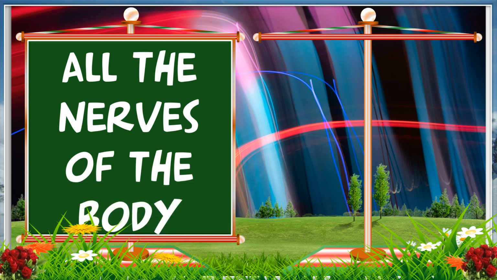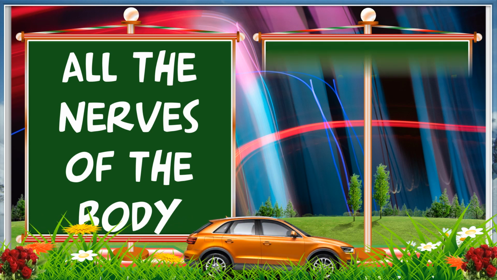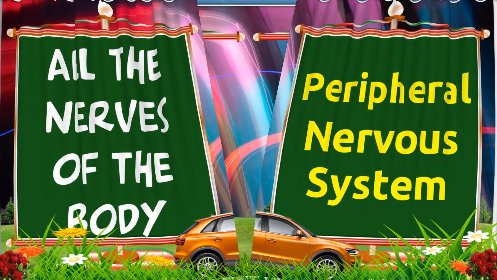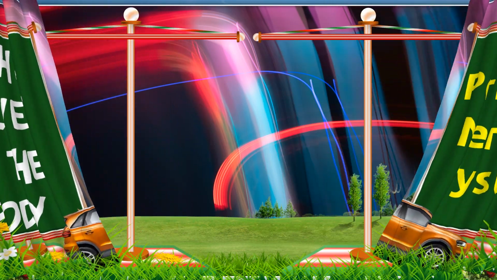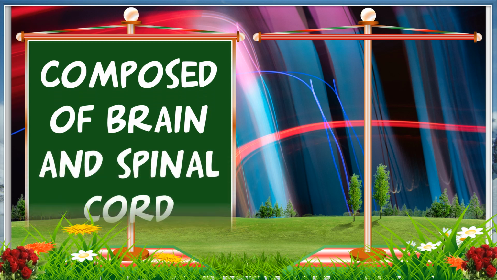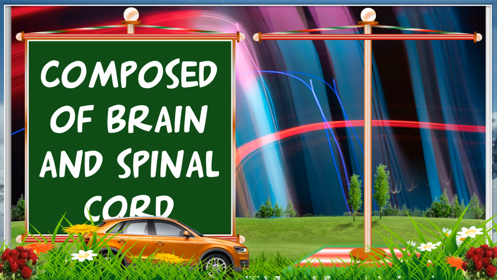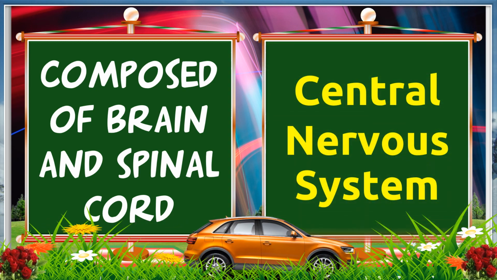All the nerves of the body. Peripheral nervous system. Composed of brain and spinal cord. Central nervous system.